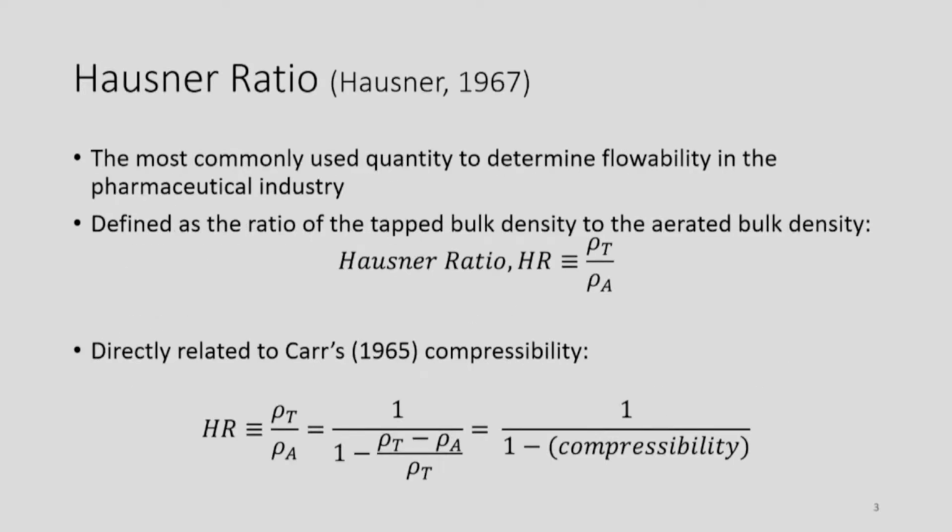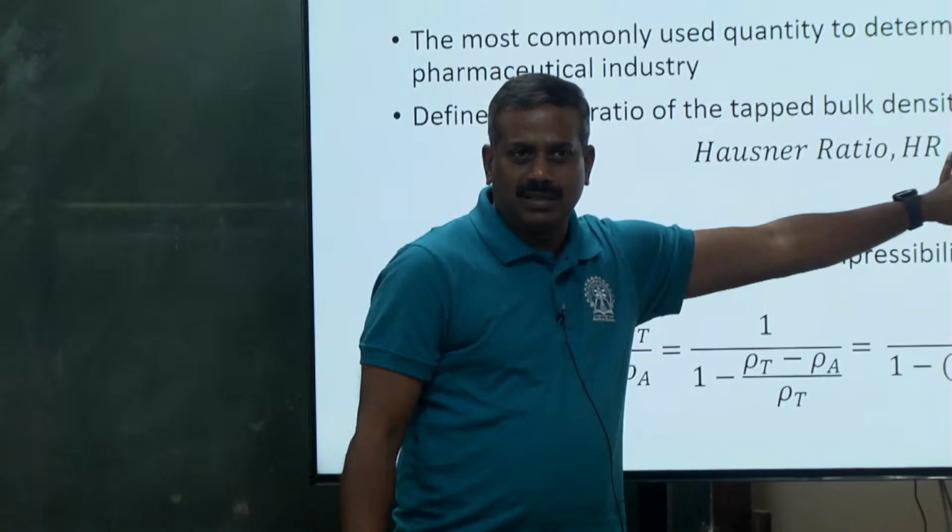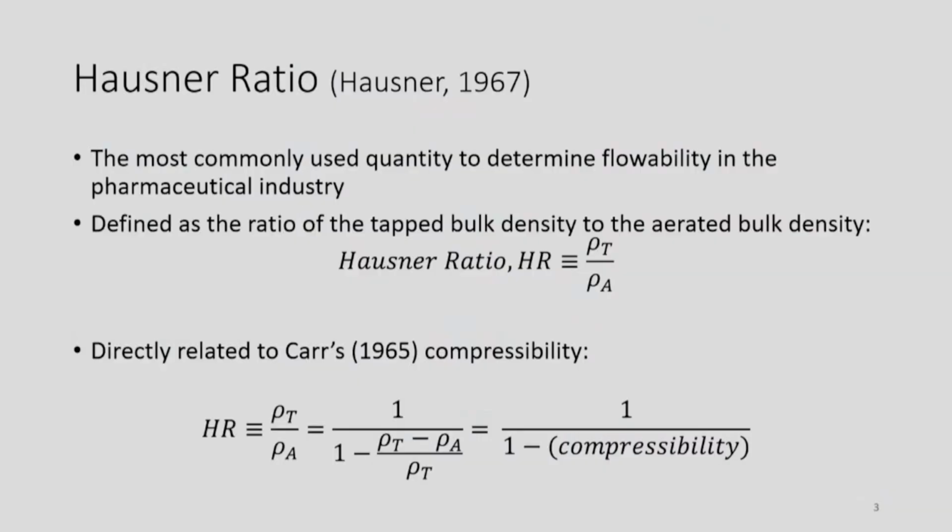So when it comes to flowability, we'll talk about flowability in the next lecture too. I'm not sure how many of you have heard of this term, the Hausner ratio. It was developed by Hausner, from the ratio of tap density and aerated bulk density, where rho A is the aerated bulk density, or the bulk density, as we simply say. Based on this relationship between the tap density and the bulk density, he tried to assess the flow behavior of powders.